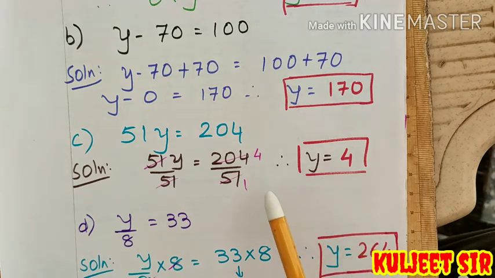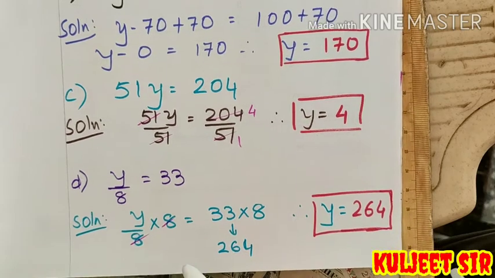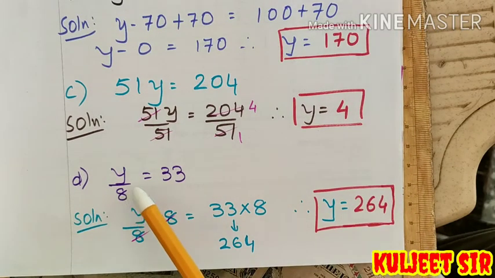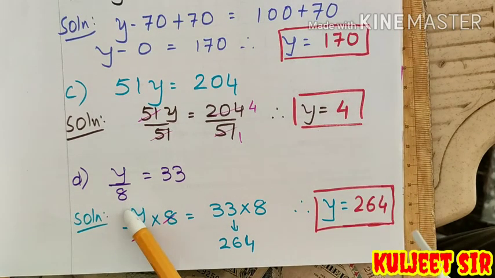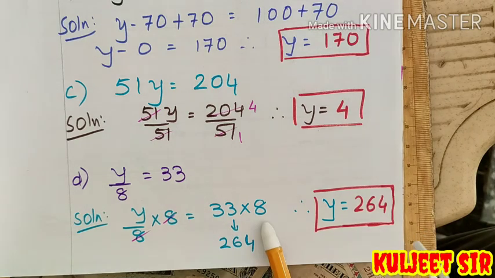So this is when we have the multiplication, so we have divided it. And now the D part, you can see it is y upon 8. It is division. So what are we to do? We have to multiply. You can see here y upon 8, it is the same. I have to multiply over here also, so 8 and 8 get cancelled, and this 8 will be multiplied with 33 also. So I will have 33 into 8. 33 times 8 is 264. So hence the value of y becomes y is equal to 264.